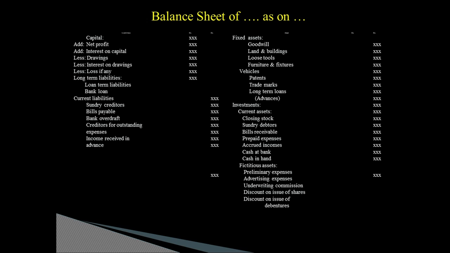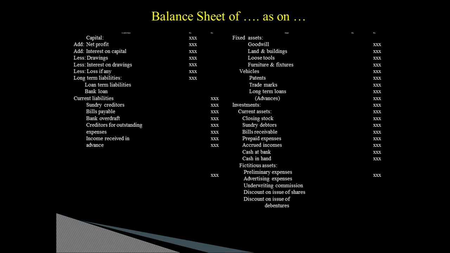If it is a loss, deduct the net loss from the capital, and add the additional capital, if any, made by the businessman during the year, and interest on capital, if any, provided by the business. You have to add this with the capital and deduct the drawings and interest on drawings, if any. And after that, we have to write the long-term liabilities.